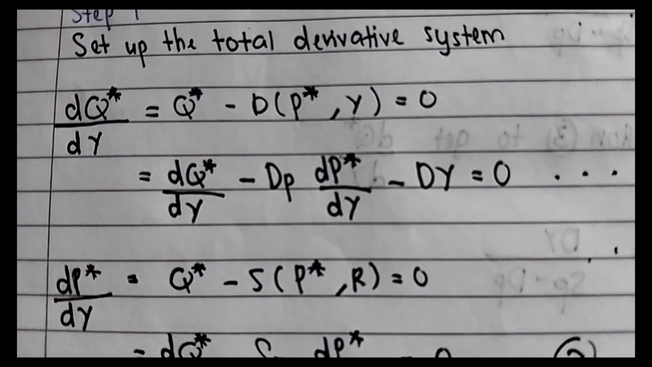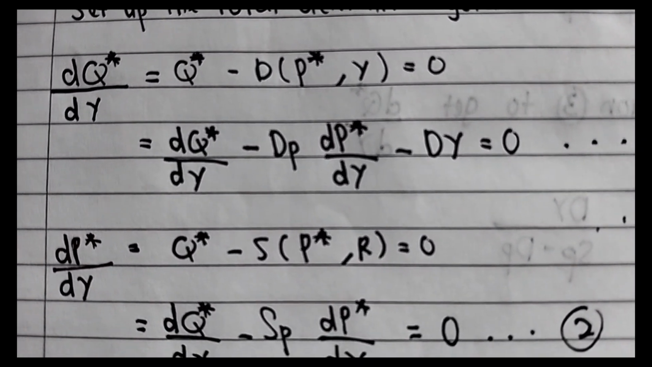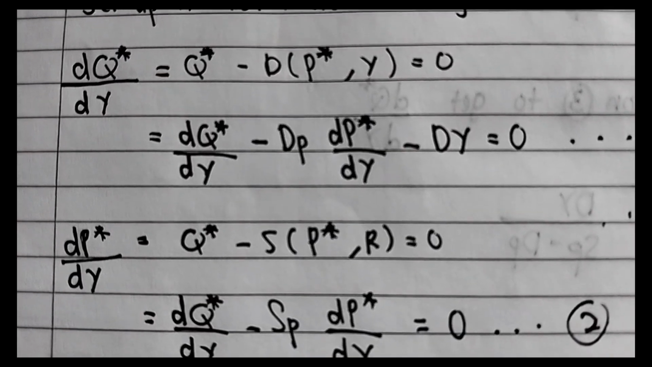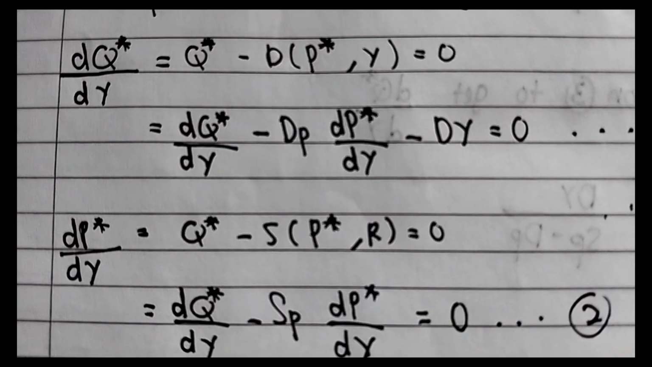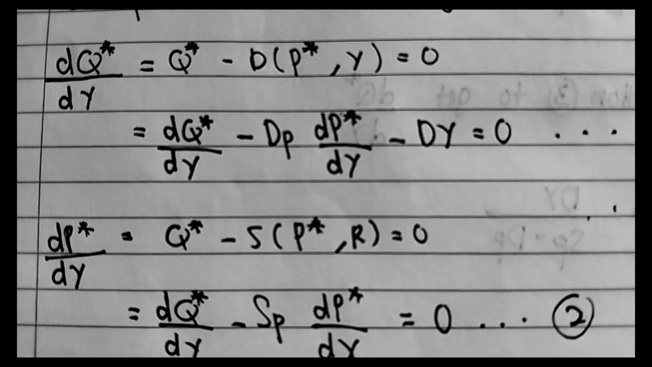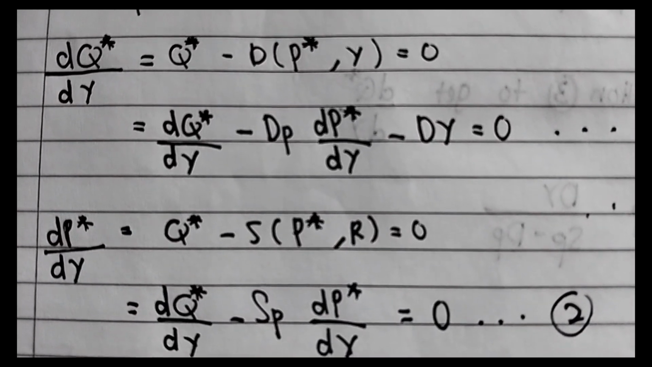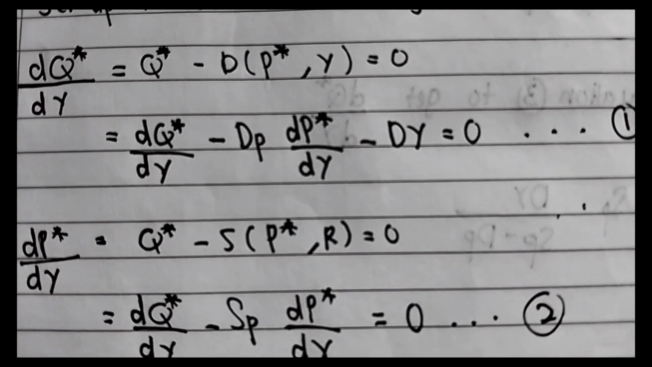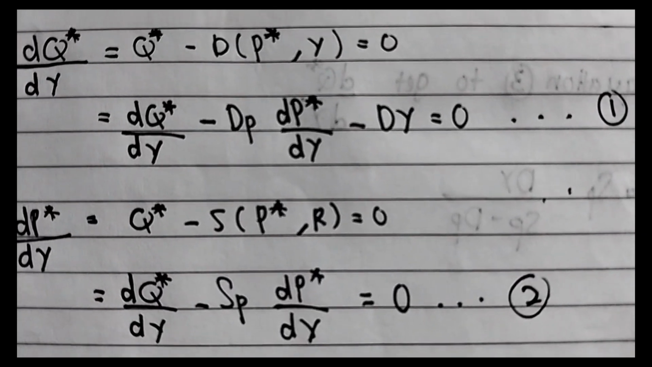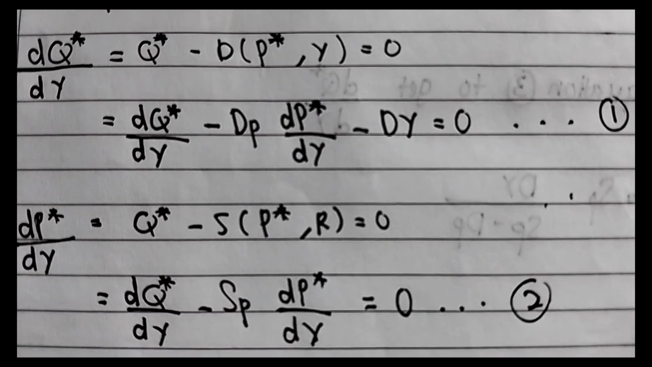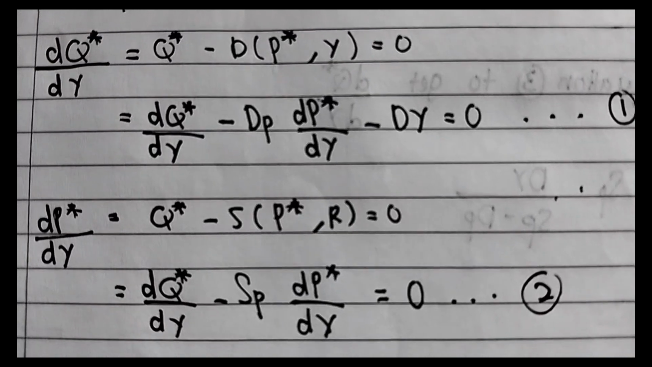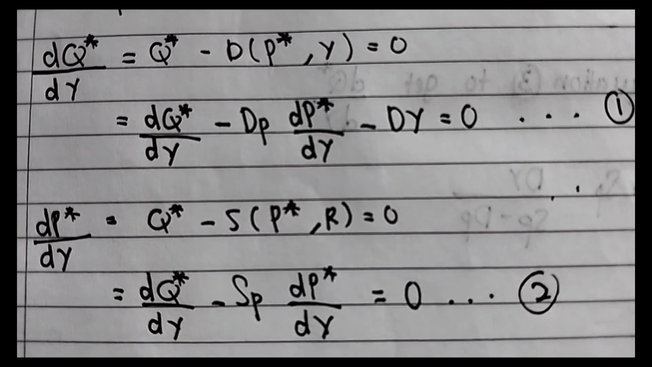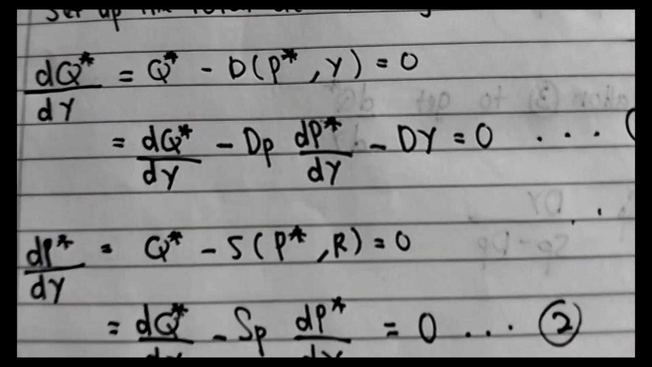First of all, we put dQ star divided by dy equals to the equation, which is Q star minus D in the bracket, which is the P star and Y, and equals to 0. And then we must do the first equation, which is dQ star divided by dy minus dD dP star over dy minus dD dy equals to 0. So this is basically our first equation.